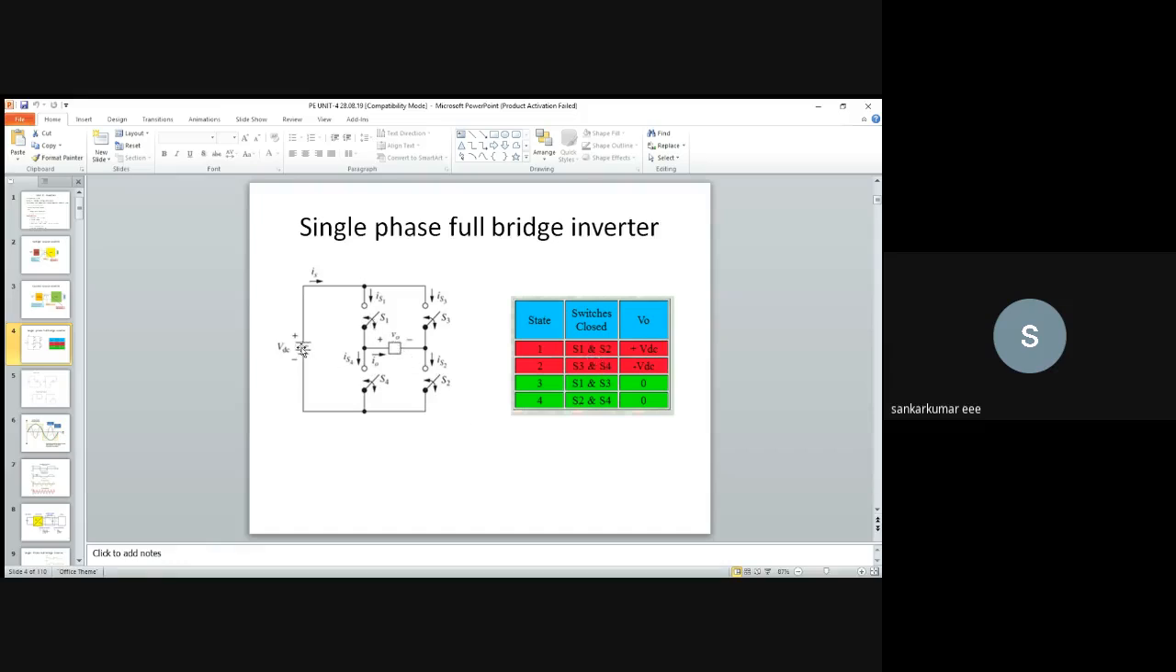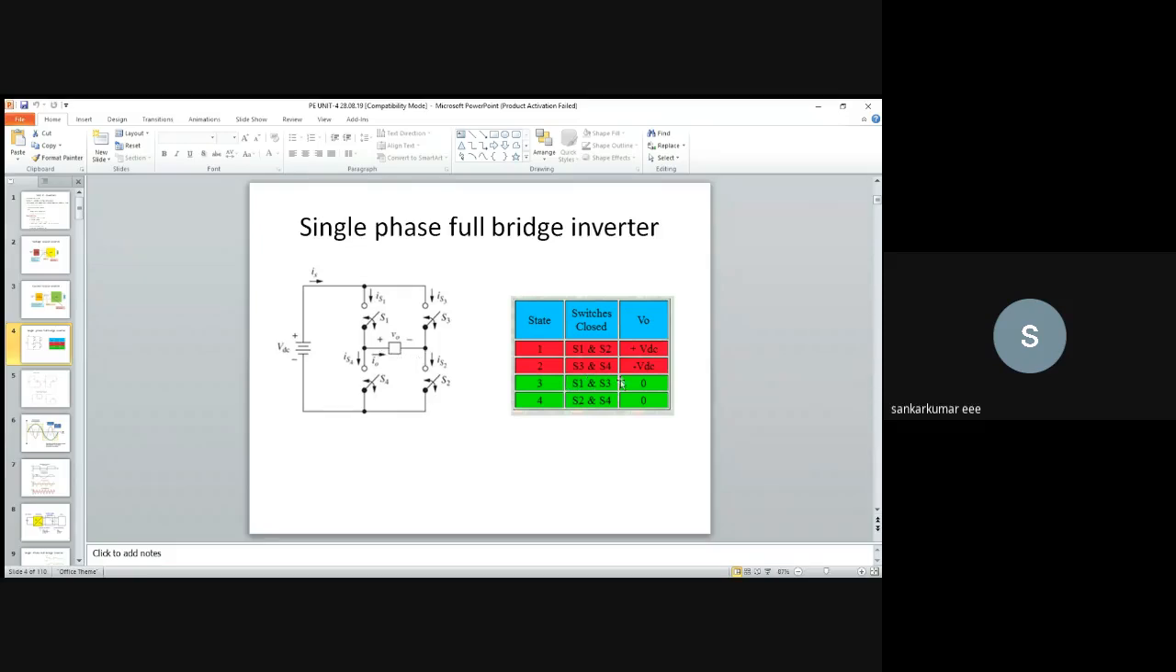The current will flow from the positive of the VDC to S1, then to V0, and then return through S2 to the minus of VDC. That will be considered as the positive direction or the positive voltage. So here we obtain the positive cycle.